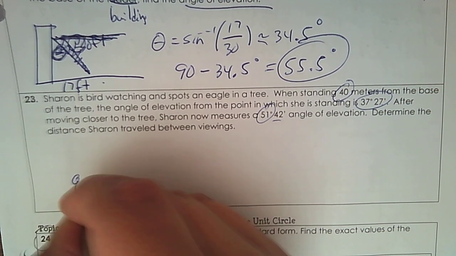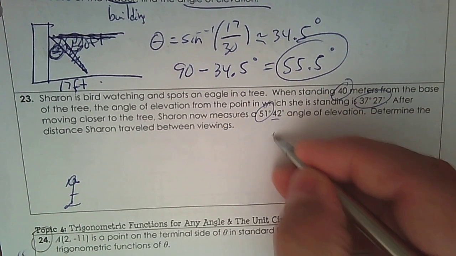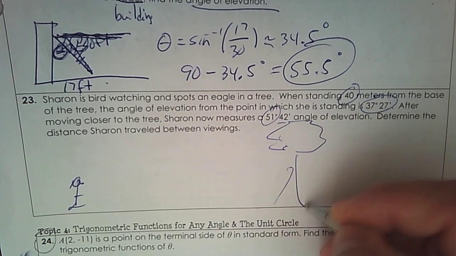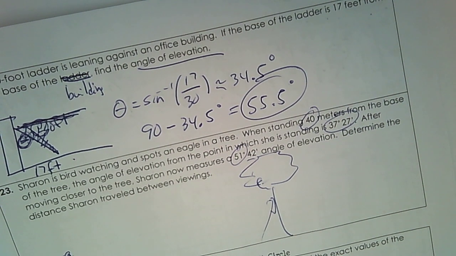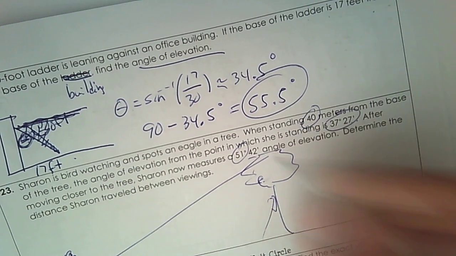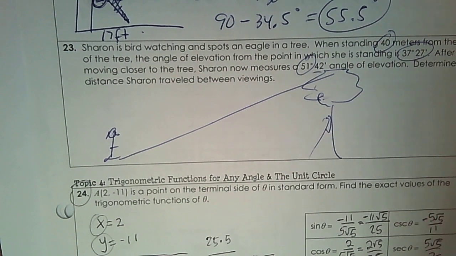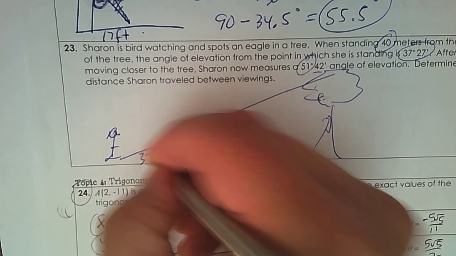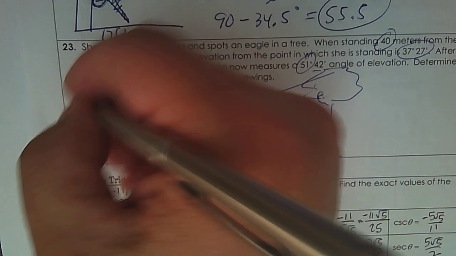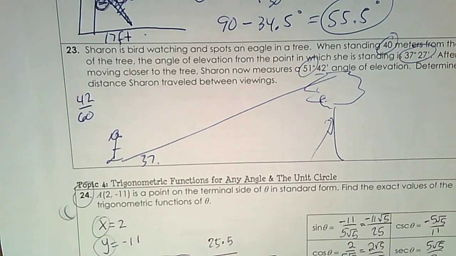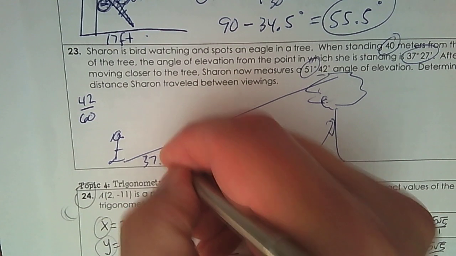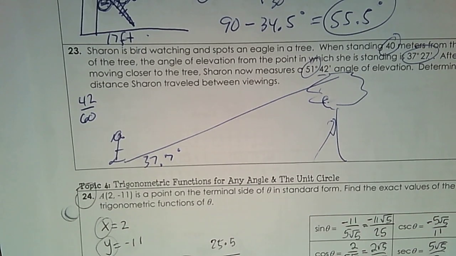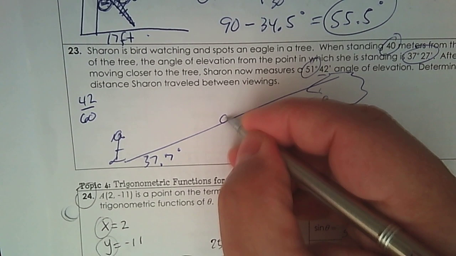So I've got Sharon right here, and she's viewing a bird in a tree. The first thing she noticed is that the angle of elevation to where the bird is, is 37 degrees. Now, 42 minutes. To find the decimal, we just go 42 divided by 60. So 42 minutes is how much of an hour? The decimal would be 0.7. So this is 37.7 degrees. Then she moved closer.